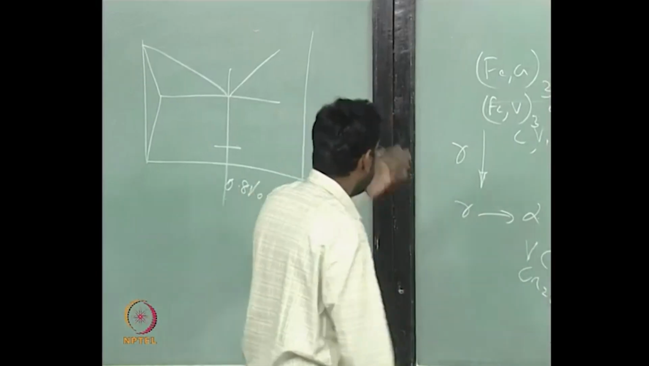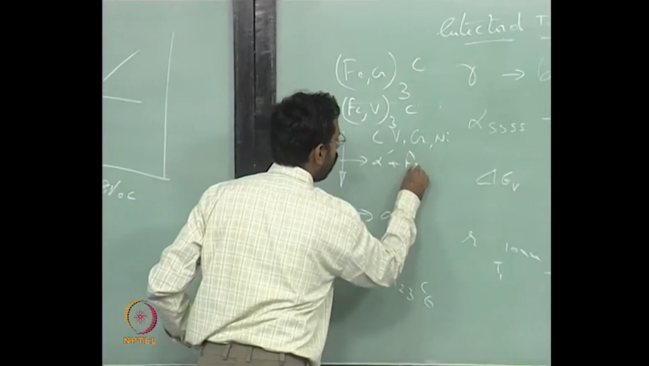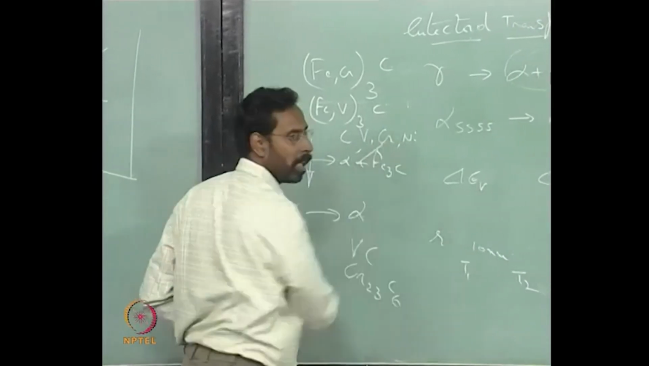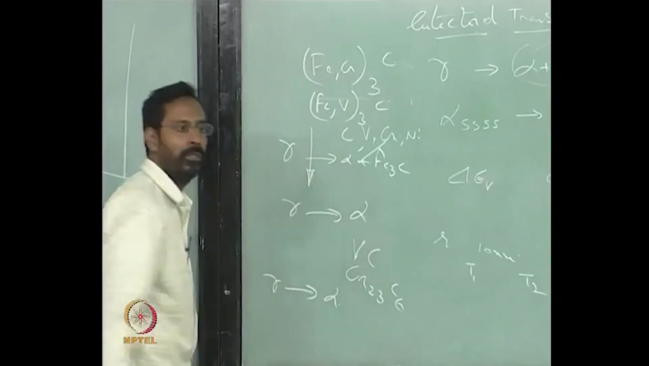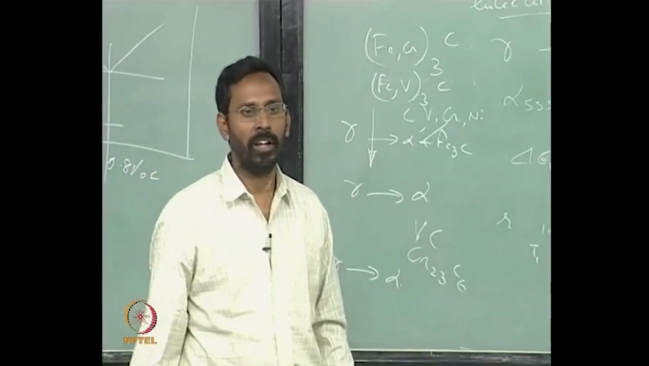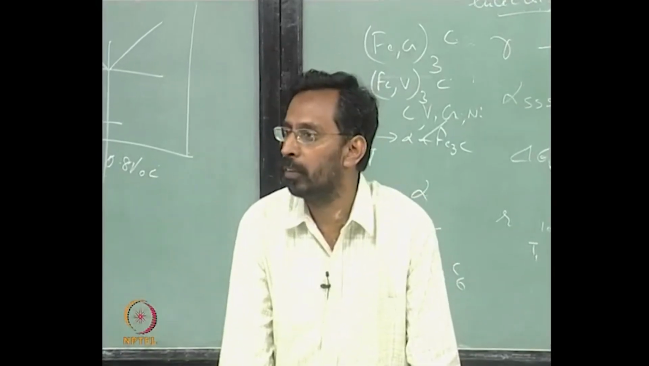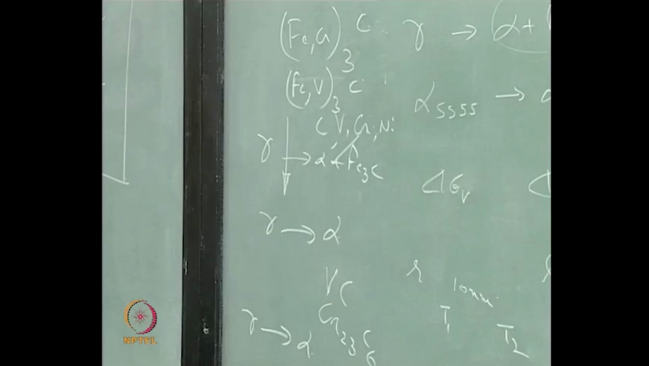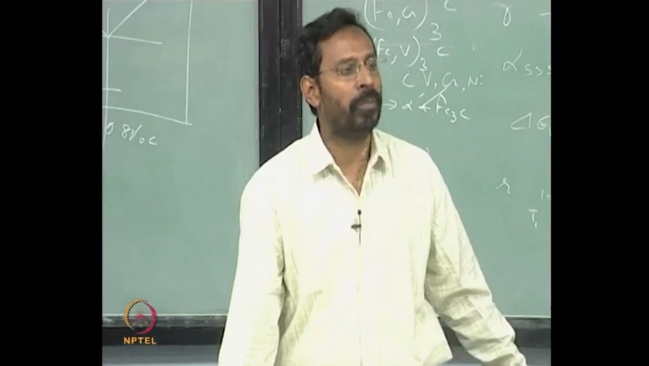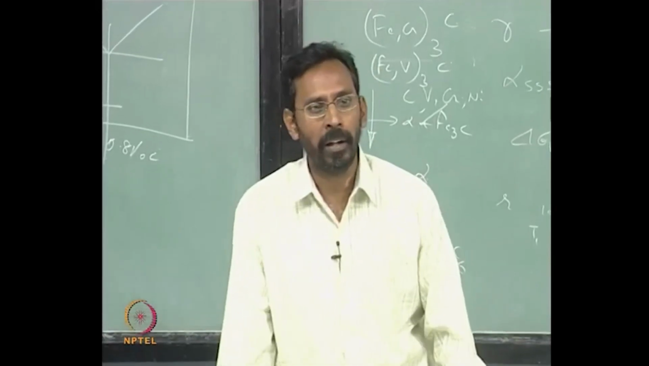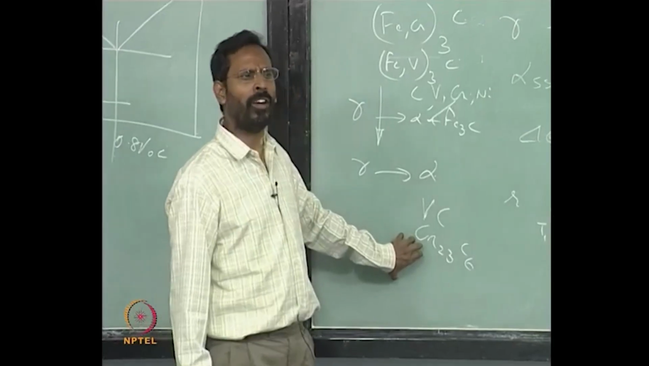So what happens is this gamma, instead of giving you alpha plus Fe3C or alpha plus some other carbide, would give you gamma gives you alpha. This is what kind of a transformation is this? It is a partitionless transformation, which is a polymorphous transformation, not an allotropic transition. I mean in one way it is allotropic transition, but we are not talking of a pure metal. So once this happens, now this alpha is containing a lot of carbon.